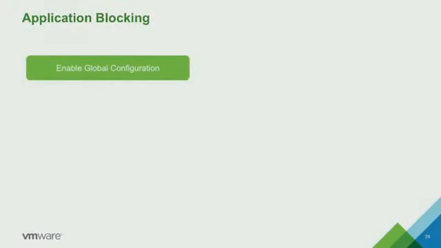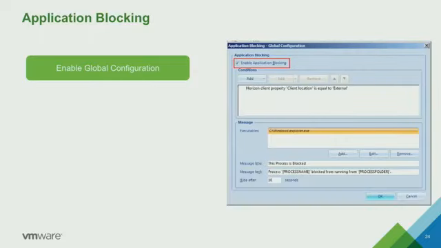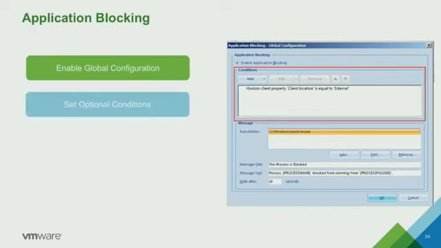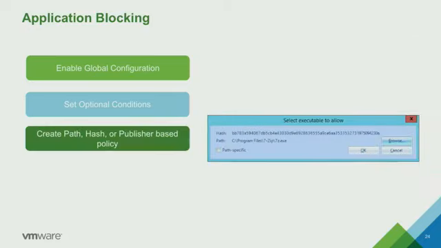All right. Another really powerful feature is something we call application blocking, which is a little bit of a misnomer because you can actually block or allow applications to run. And so this would be a scenario, if there's certain things you don't want the users running, you could block it here, and that's what this example is. So we enable a global configuration, we set the conditions, so using those conditions we talked about, we define when this is going to apply and in what scenarios, and then we can also define the application.